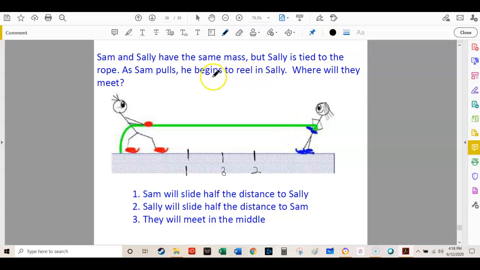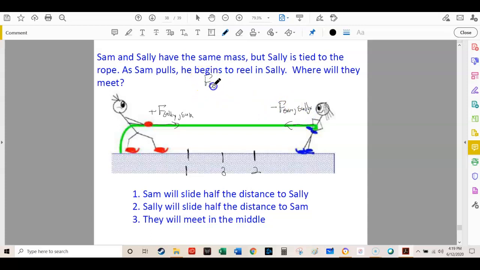Well, essentially it's the same problem, right? So Sam is pulling on the rope, right? So Sam is going to feel Sally pulling him towards her, right? He's going to still feel Sally working on him. And she's definitely going to feel Sam pulling her towards him. So again, it's the same problem.